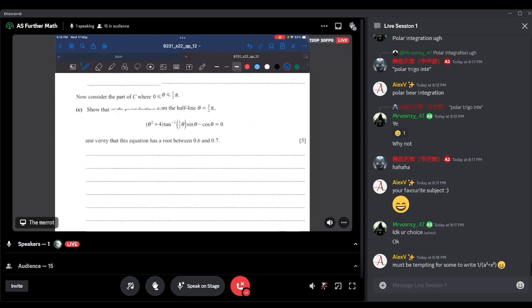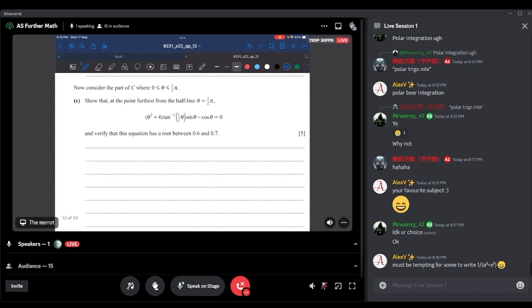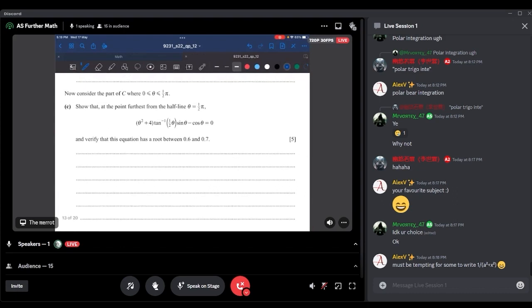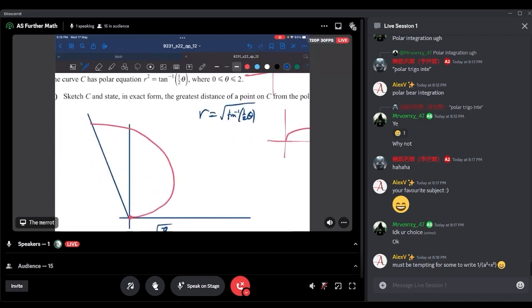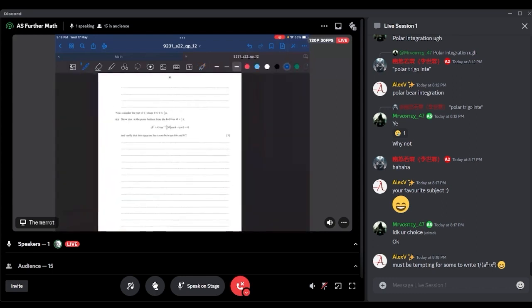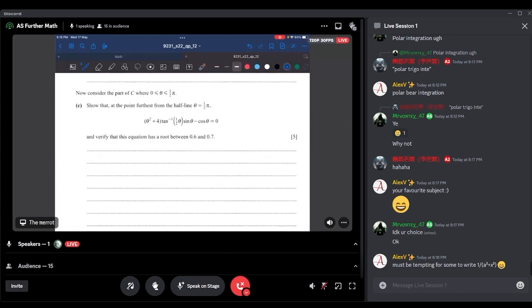Next question then. Consider the part of C where it's just the first quadrant, so from 0 to pi by 2. So you just have to care about this part here. Just this part, and we don't care about this one. Show that at the point furthest from the half line, that equation is true. Okay, so let's understand what it means by at the point furthest from the half line.